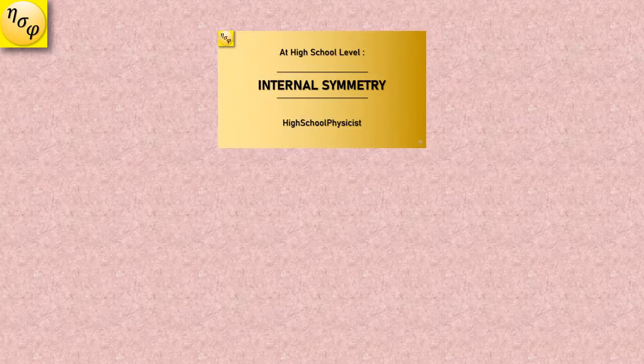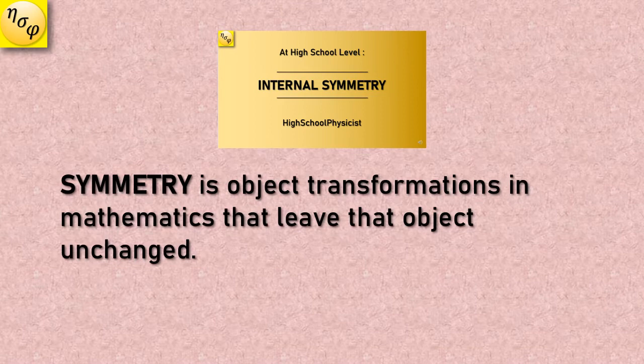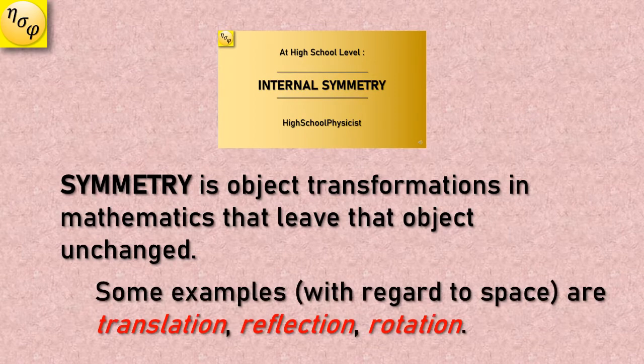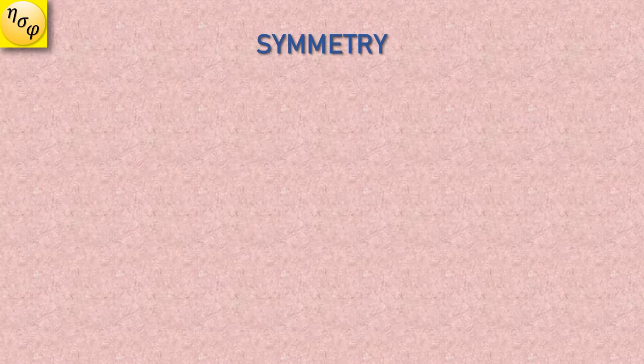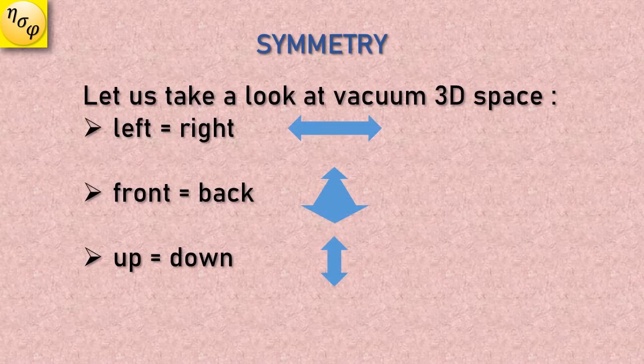Like explained in my previous video, symmetry is object transformations in mathematics that leave that object unchanged. Some examples with regard to space are translation, reflection, and rotation. Let us take a look at a vacuum three-dimensional space, where left is symmetrical to right, front is symmetrical to back, and up is symmetrical to down.